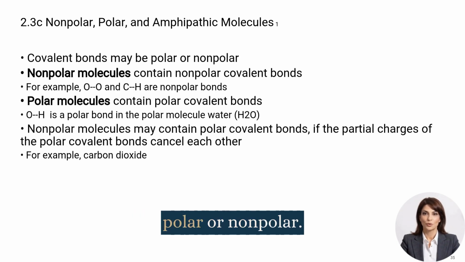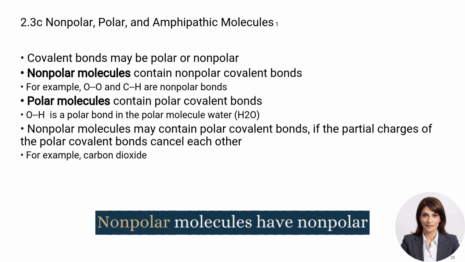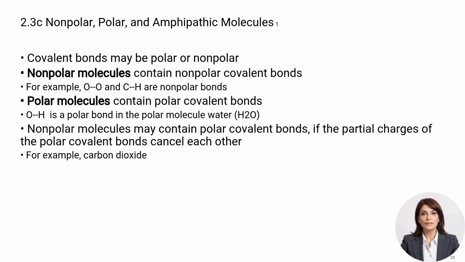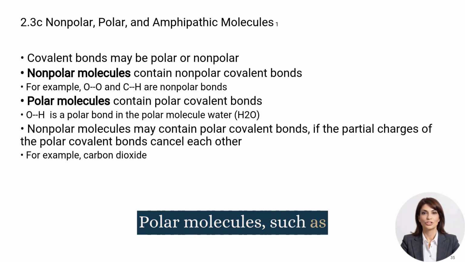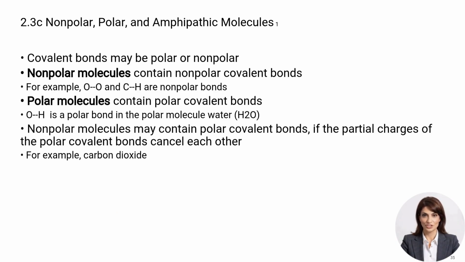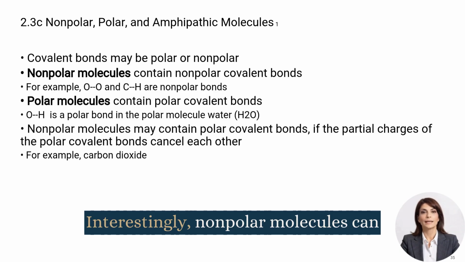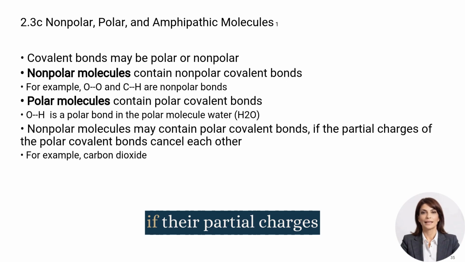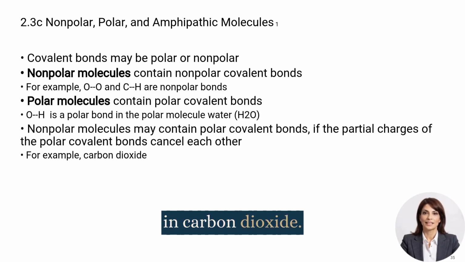Polar bonds typically form between different atoms, except in carbon-hydrogen bonds. Covalent bonds can be polar or nonpolar. Nonpolar molecules have nonpolar covalent bonds, like O-O and C-H. Polar molecules, such as water, contain polar covalent bonds like O-H. Interestingly, nonpolar molecules can include polar covalent bonds if their partial charges cancel out, as seen in carbon dioxide.